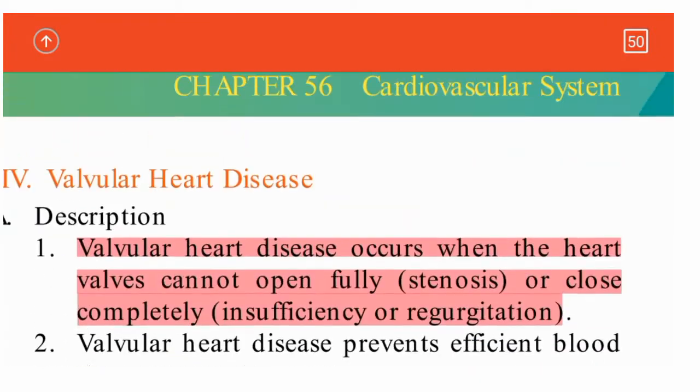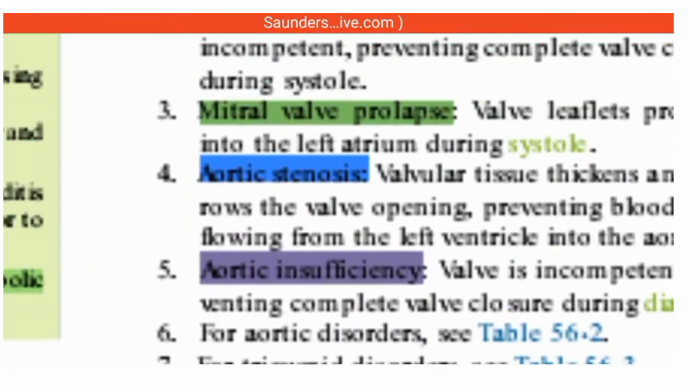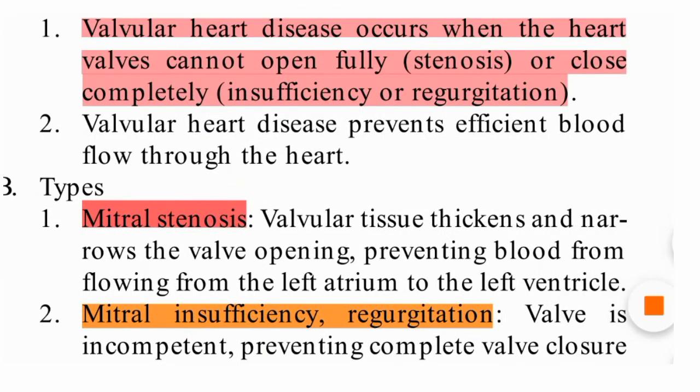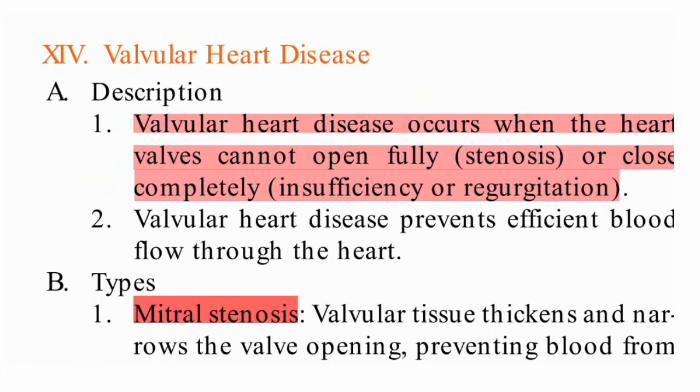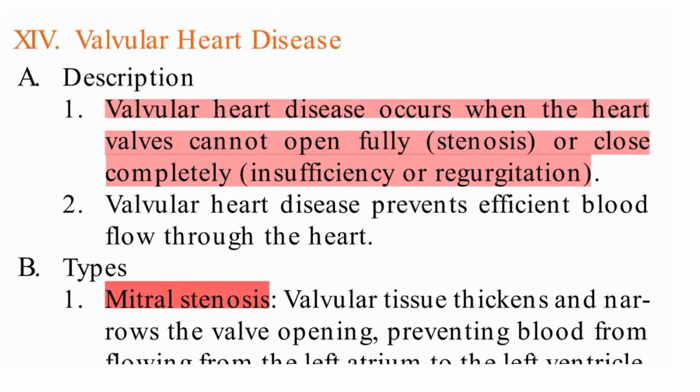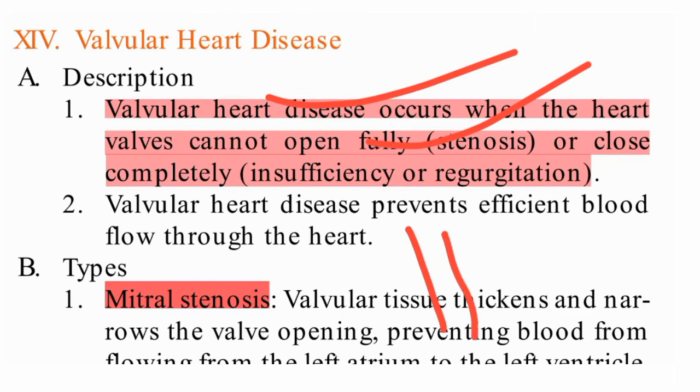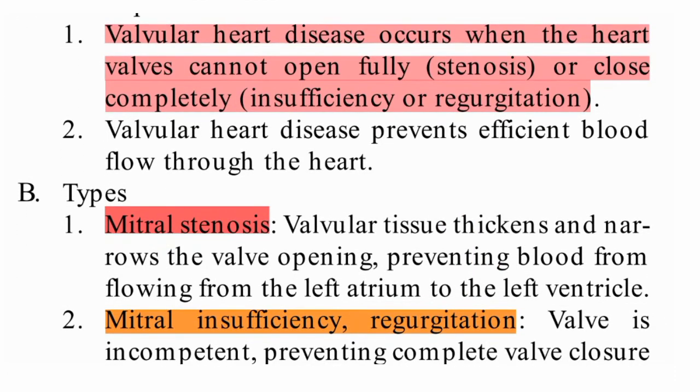Now coming to valvular heart disease. So what is valvular heart disease? Valvular heart disease occurs when the heart valves cannot open fully, that means it is stenosis. Okay, cannot open fully means stenosis will be there, or cannot close completely, which means insufficiency or regurgitation is there. Okay, so valvular heart disease prevents efficient blood flow through the heart.